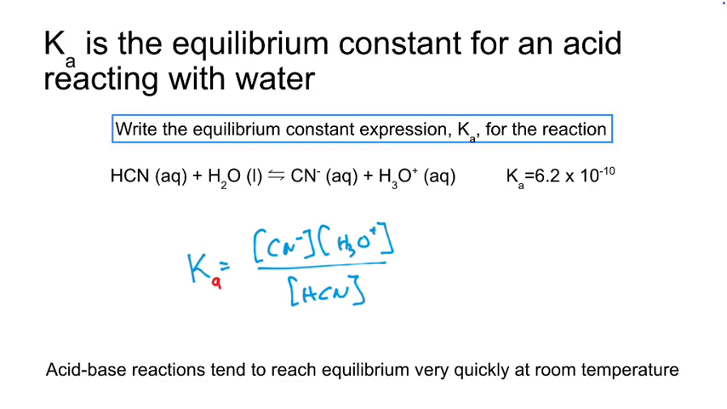Why do we call it Ka and not just K? How do we know it's an acid? It tells us something else. How do we know we're looking at a Ka expression here and not just a K? There it is. We see the presence of H3O+. H3O+ is our tip-off that it's an acid.